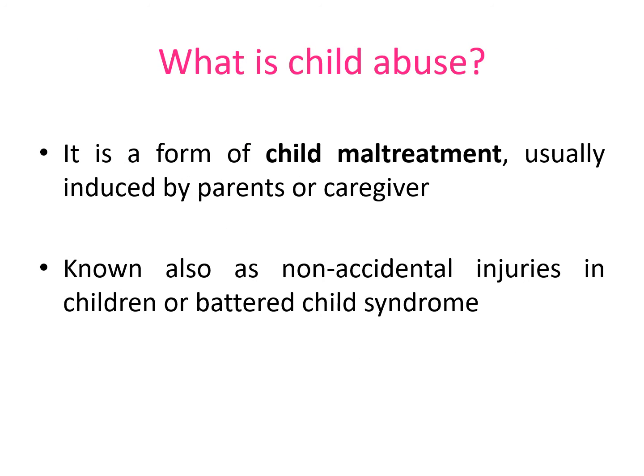Child abuse is a form of child maltreatment, usually induced by parents or caregivers. The offender usually is the caregiver who cares for the baby or the child. Sometimes these caregivers are the parents, and these parents do a form of maltreatment to their children, and this is known as child abuse. Child abuse is also known as non-accidental injuries in children. Sometimes it's known as battered child syndrome.